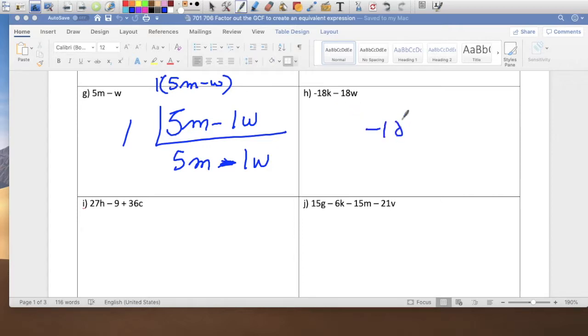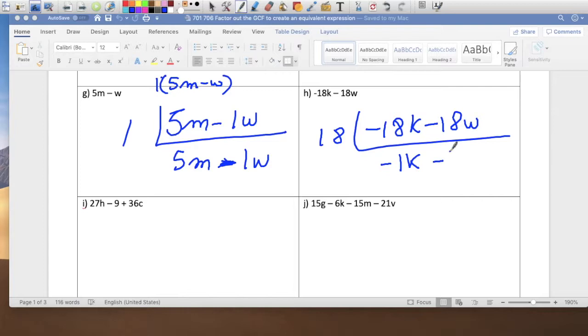This one, negative 18k minus 18w. We're going to pull out the highest number we can get. Well, the highest is 18. 18 goes into 18k 1 time, but it's negative. And then 18 goes into negative 18w 1 time, but it's negative 1w. Final answer should be this. Notice that I didn't write the 1 because it's completely unnecessary.